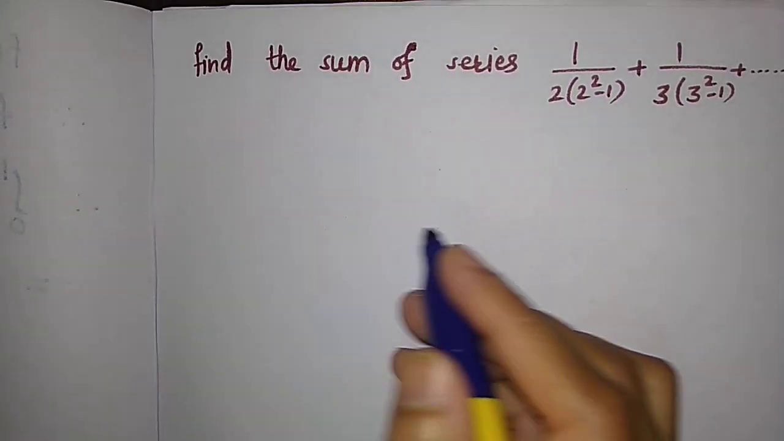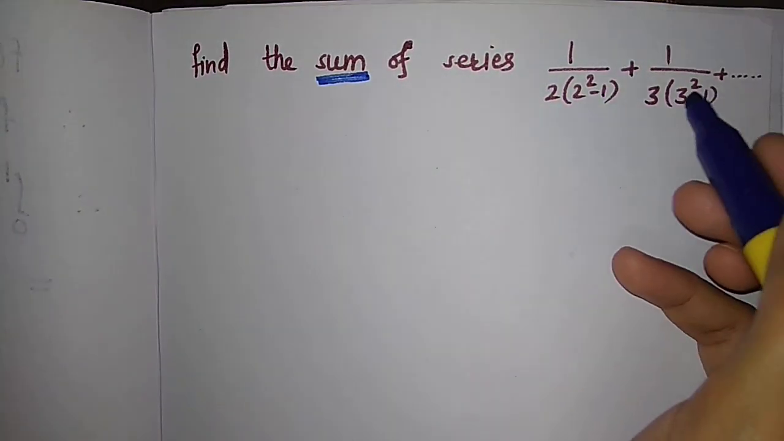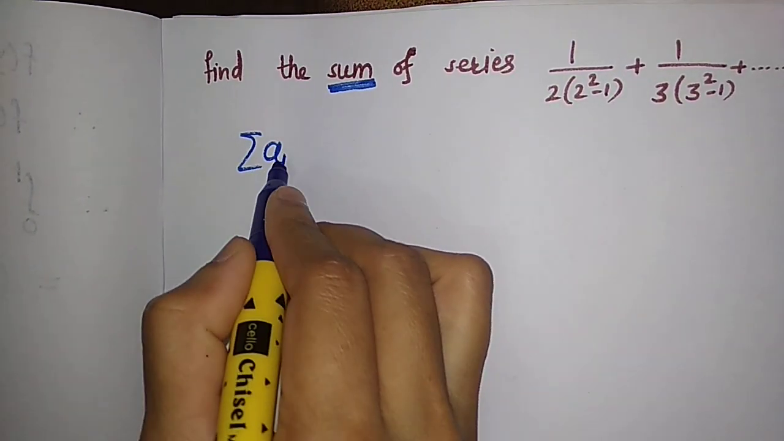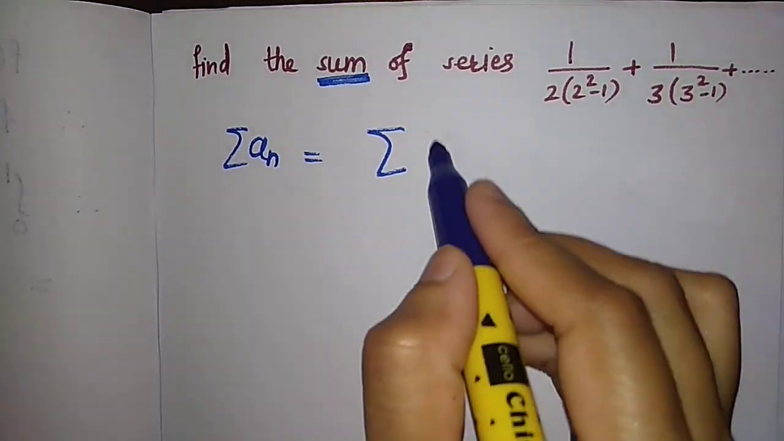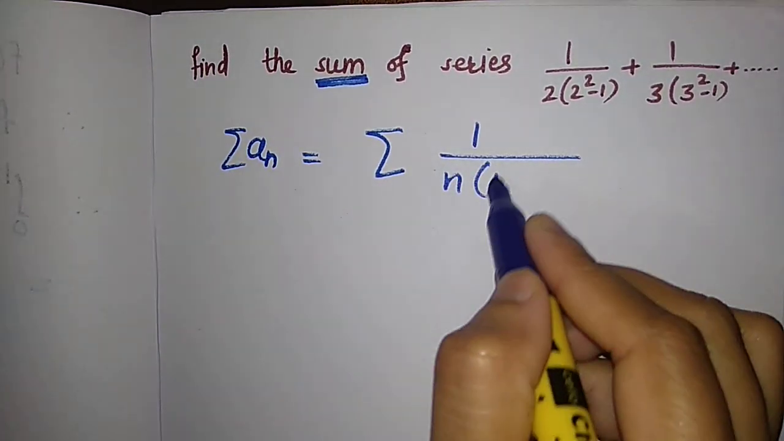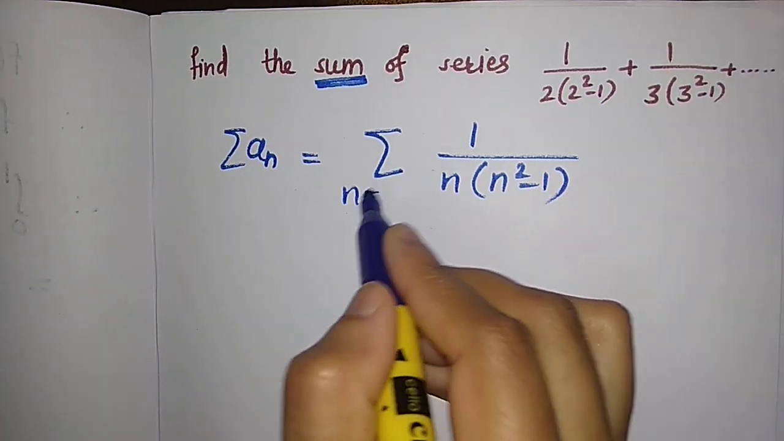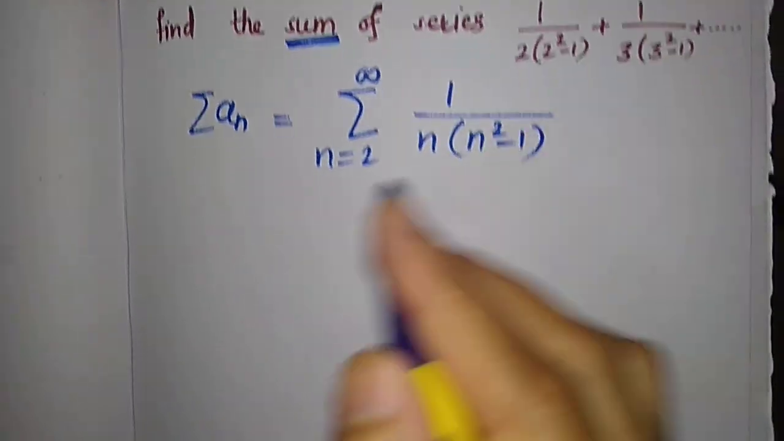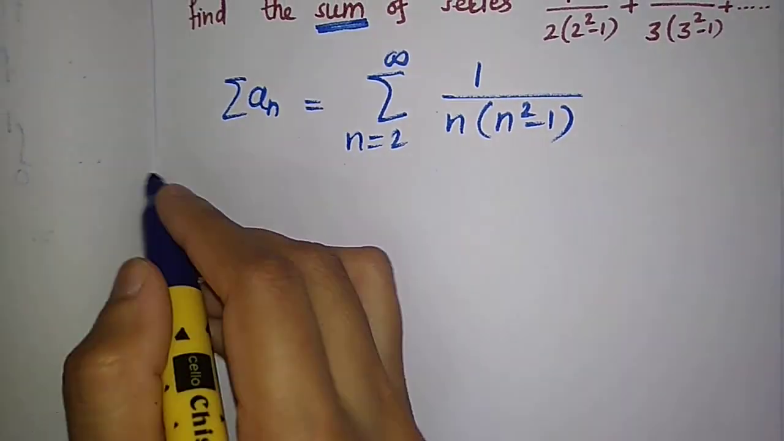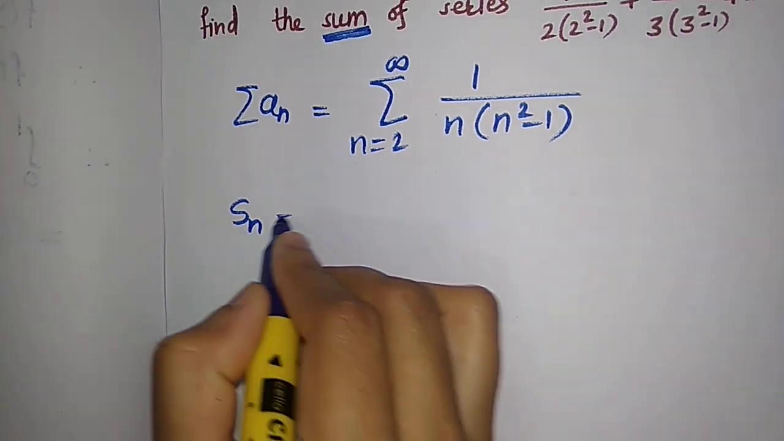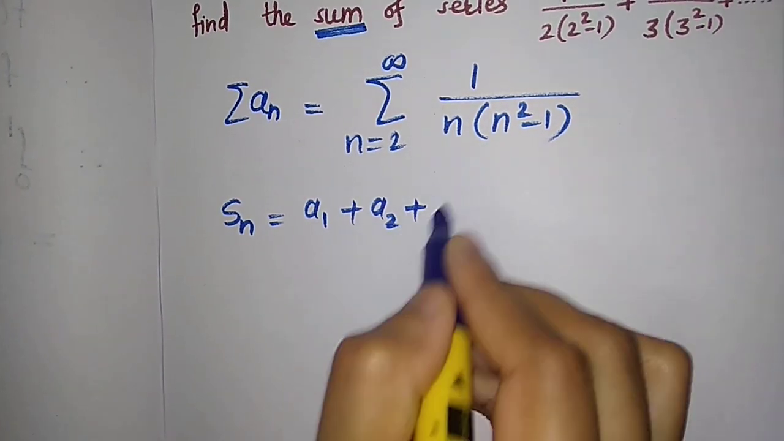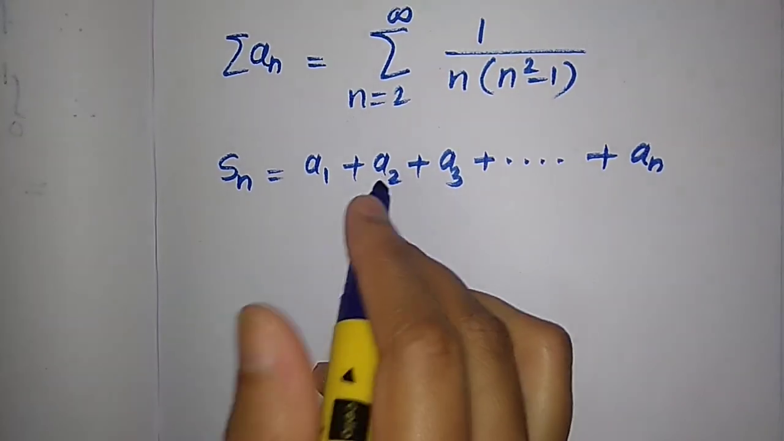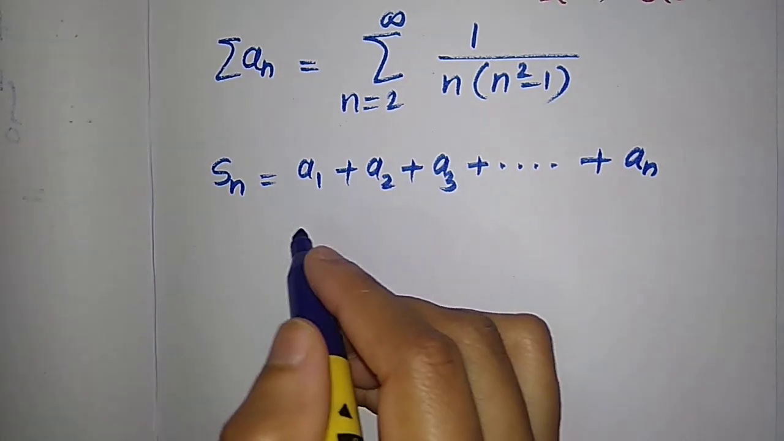Now the next question is about the sum of the series. So write down the general term for this series. It is summation an is equal to summation 1 upon n into n square minus 1, n running from 2 to infinity. So to find out the sum, we take the partial sum, which is Sn is equal to a1 plus a2 plus a3 plus so on up to an, and then we find the limit of Sn to get the sum of the series an.